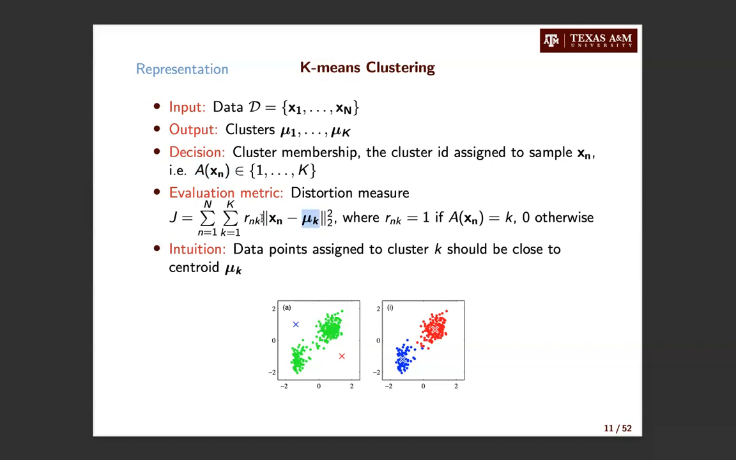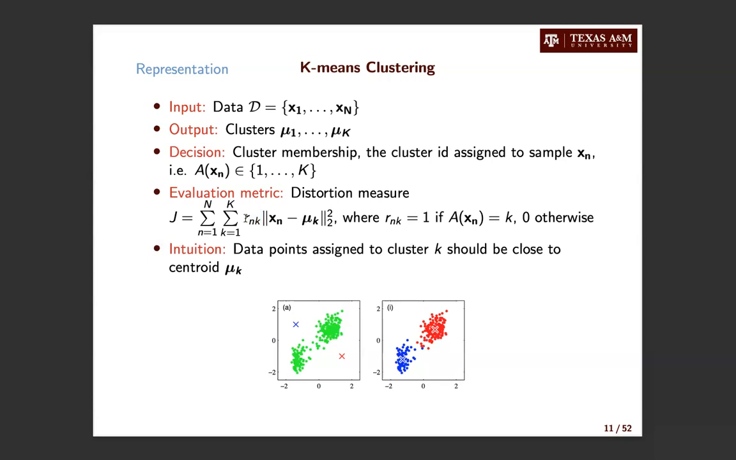Therefore, what we are doing is computing the distance of each sample to each of the cluster means, and then we are trying to find which assignment r_nk is the one that minimizes this distortion metric.